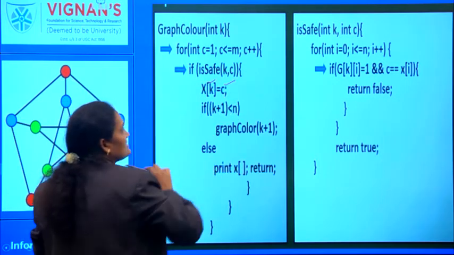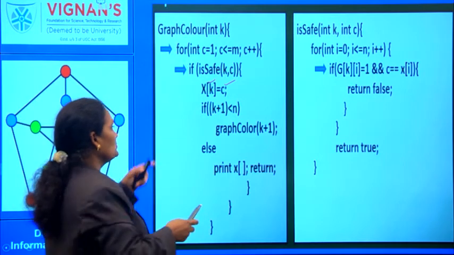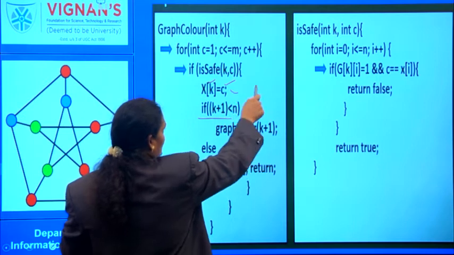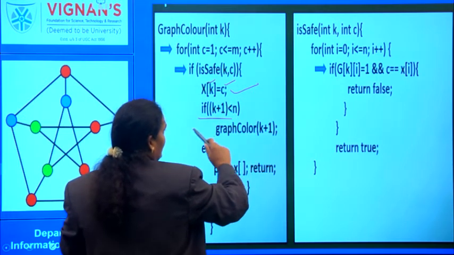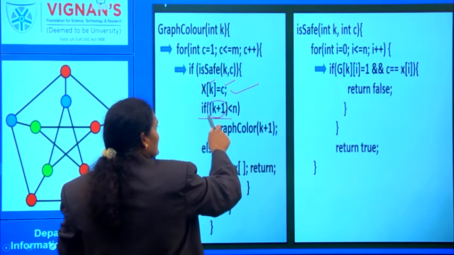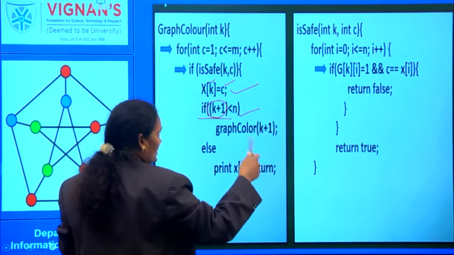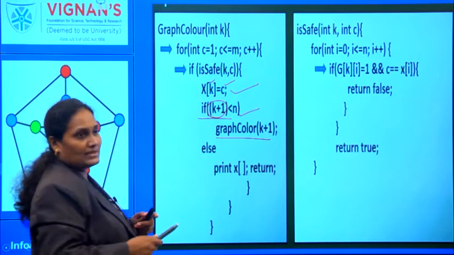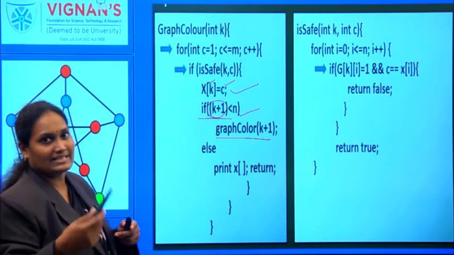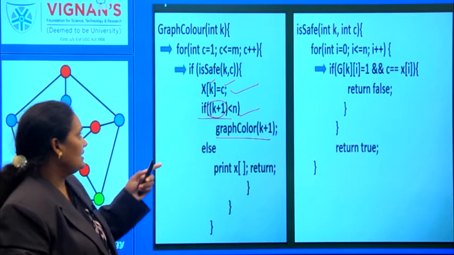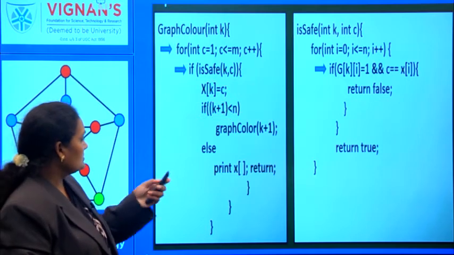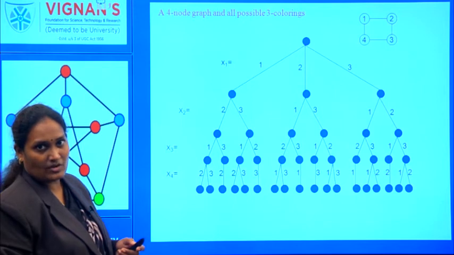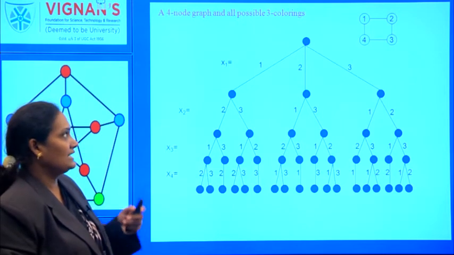Now here, if is safe of k comma c, that is, the vertex k can be colored with the color c, returns true, in that case we return the solution, that is the color of that vertex. If k plus 1 is less than n, that is, some more vertices are there in the graph, we call the process for graph coloring of k plus 1. For the next vertex, we are calling the algorithm. So this gives the state space tree organization for the graph coloring problem.